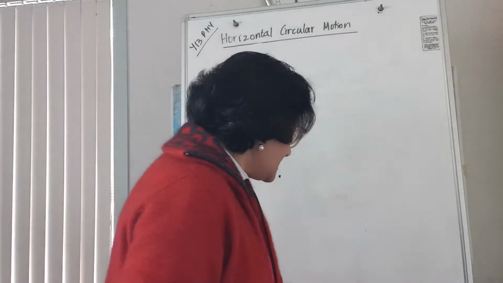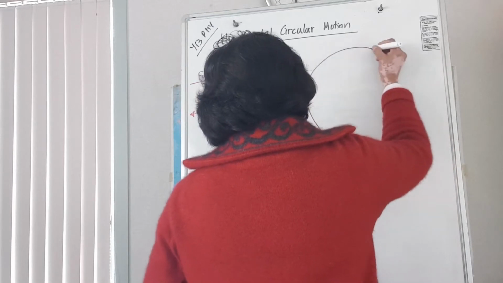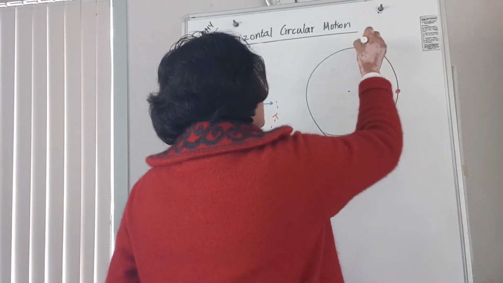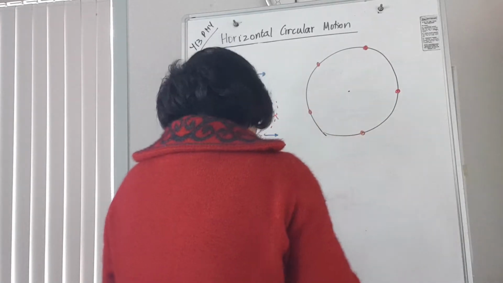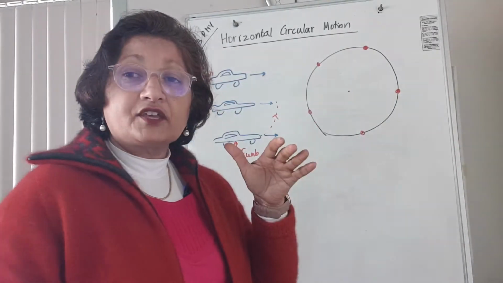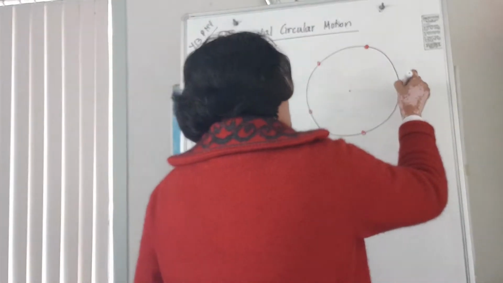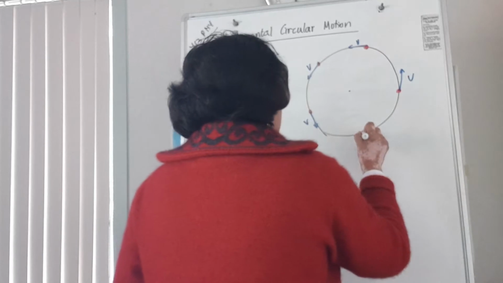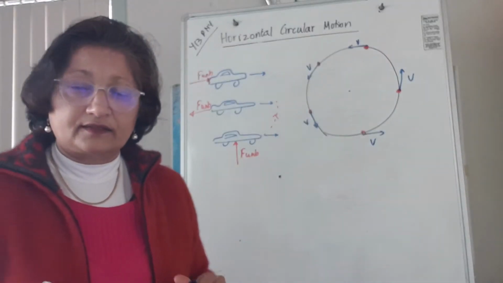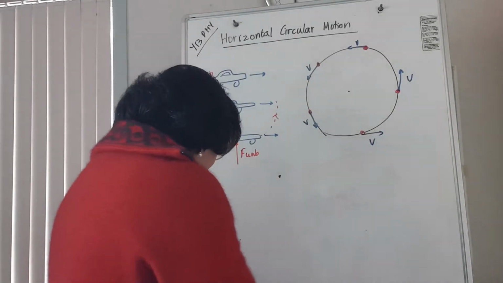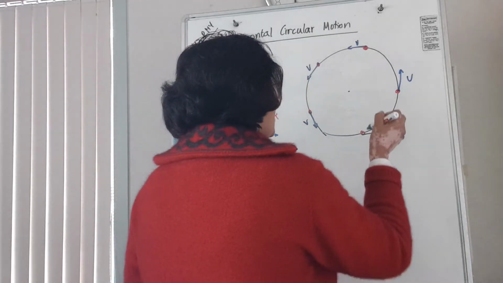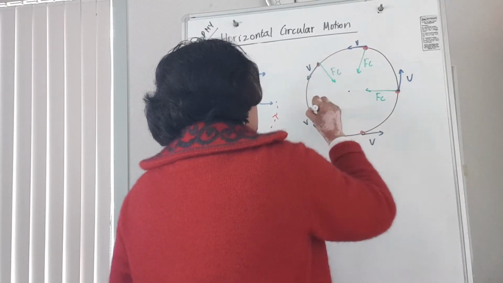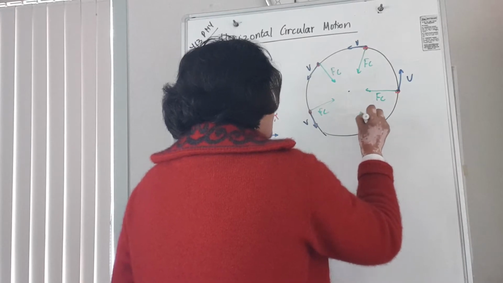So if I draw a circle here, and I'm just drawing some positions of the object, they could be in any of these directions. The instantaneous velocity of something going in a circle is always a tangent to the circle. So this is the direction of the velocity. The size of this velocity vector is the same, but the direction in which it's moving is changing. That's why it's circular motion. Now the unbalanced force acts at right angles to this velocity and it is directed towards the center of the circle. This unbalanced force has a special name, and that name is centripetal force.